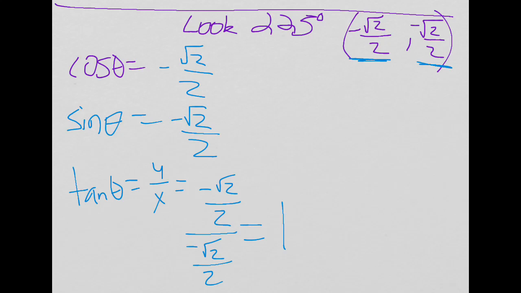You don't have to rationalize the denominator. Secant goes with cosine, so I flip it. Now, when I flip it, I keep the sign, because it's the reciprocal. Reciprocal doesn't change the sign.